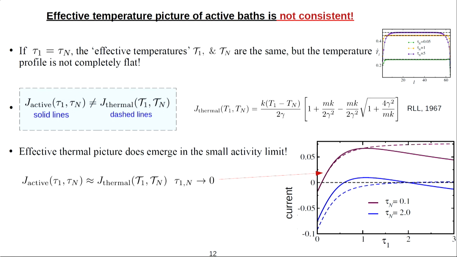And of course, if you take the expression of the thermal current and put in this curly T1 and curly Tn, the solid lines are the actual active currents, and the dashed lines are the currents which we get by using this effective temperature description. In general, you see that they don't quite match, but at very small activity parameters, you find that there is overlap, which again follows from the exponential nature of the noise.